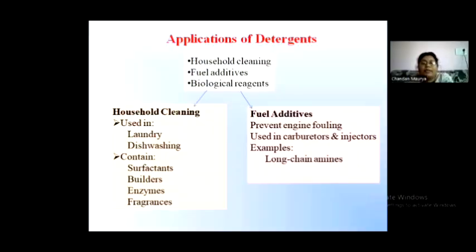The second application is as fuel additives. Both carburetors and fuel injector components of internal combustion engines benefit from detergents in the fuels to prevent fouling. Concentrations are about 300 parts per million. Typical detergents are long-chain amines and amides such as polyisobutylamine and polyisobutylamide or succinimide.